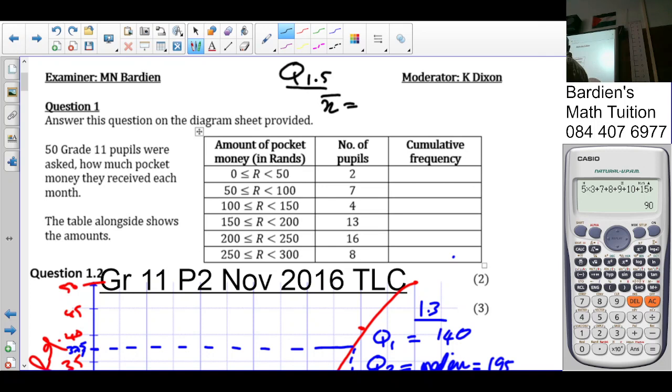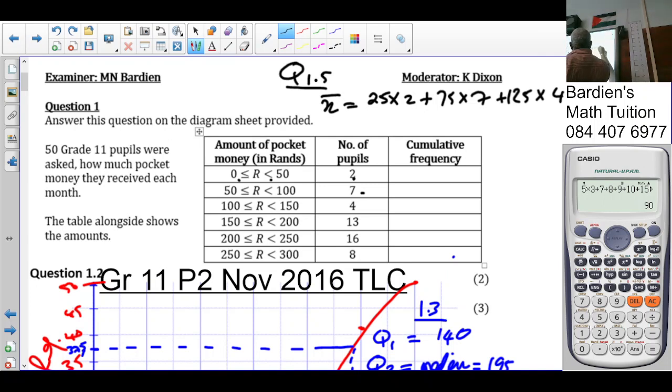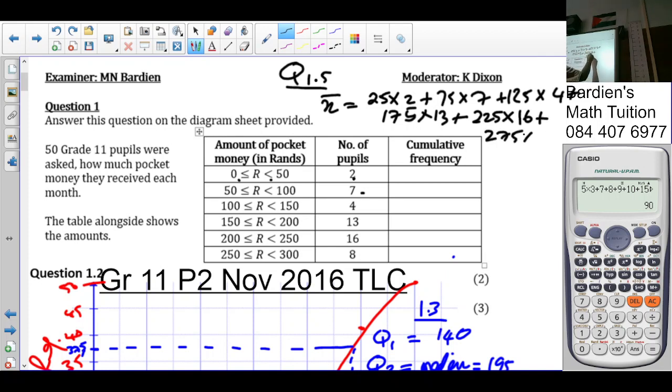So to calculate the mean, I take the midpoint. Okay, remember this was 0 plus 50 is 50. Divide by 2 is 25. Okay, and that is 2 in that category. Plus 50 plus 100 divided by 2 is 75 times 7. Plus the next one is going to be 100 plus 150 is 250 divided by 2 is 125 times 4 plus 175 times 13 plus 225 times 16 plus 275 times 8. And this is all over the total number, which is 50.